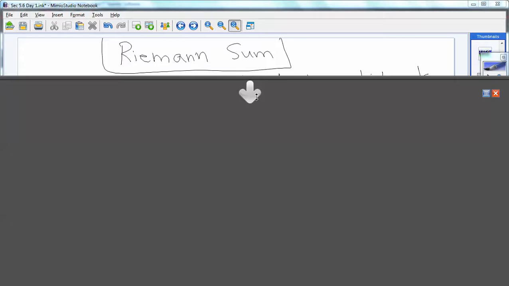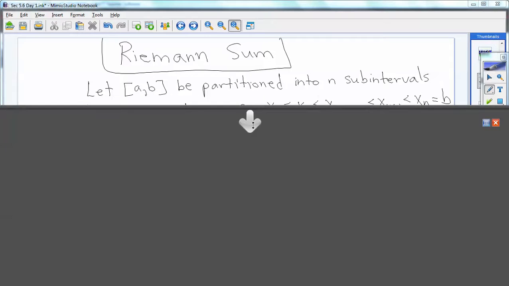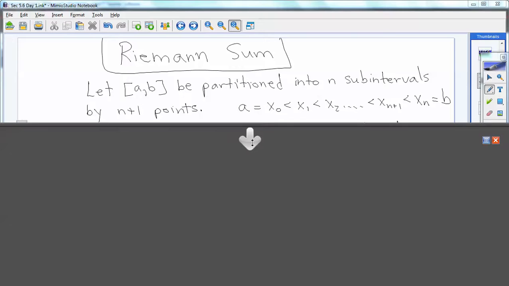Okay? Riemann is only talking about rectangles. A trapezoid is still an approximation technique. It's just not a Riemann sum technique. All right, what is a Riemann sum? Let the interval AB be partitioned into n subintervals by n plus 1 points. Now, do you know why it says n plus 1?